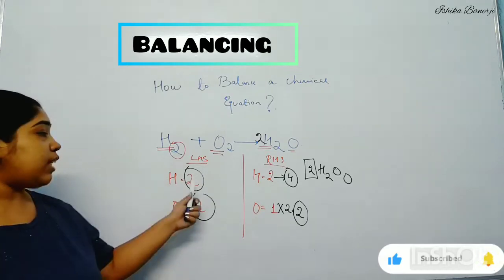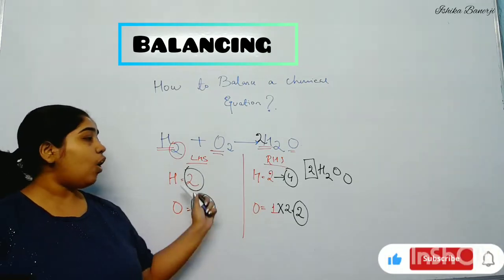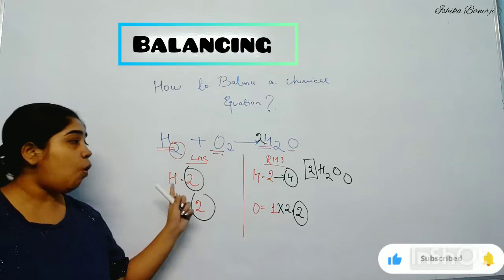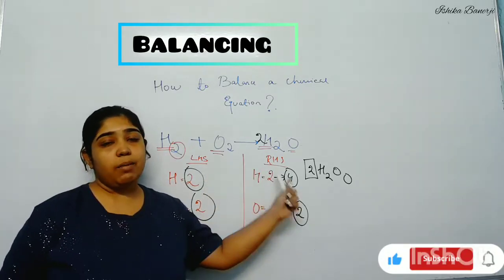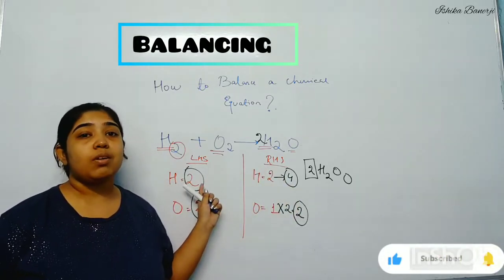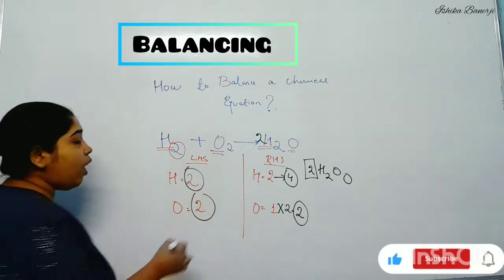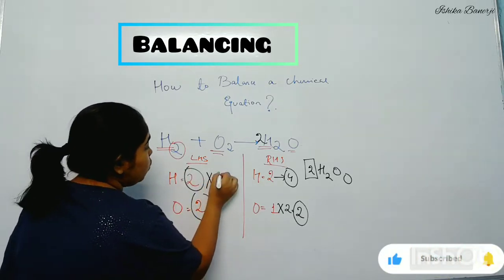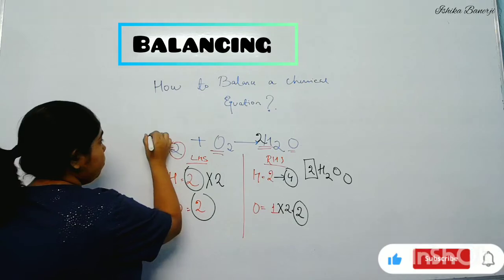So I have to do something here to make it. Always, students, remember: the smaller one tries to make the bigger one, not the other way around, because division is not allowed. Okay, so what will I do? I have to multiply 2 here so that it becomes 4.